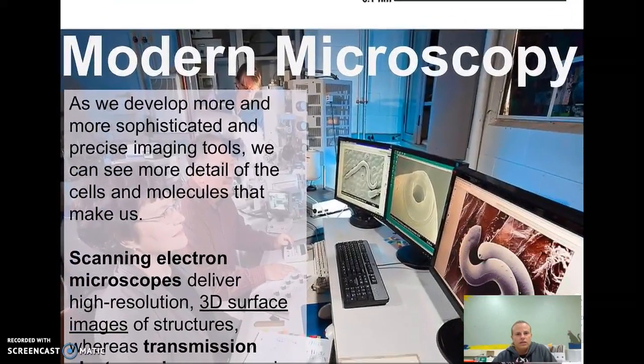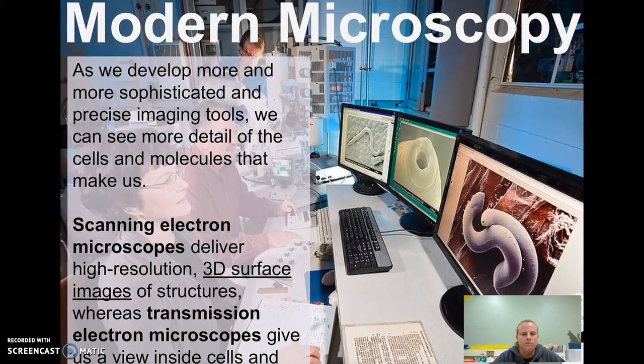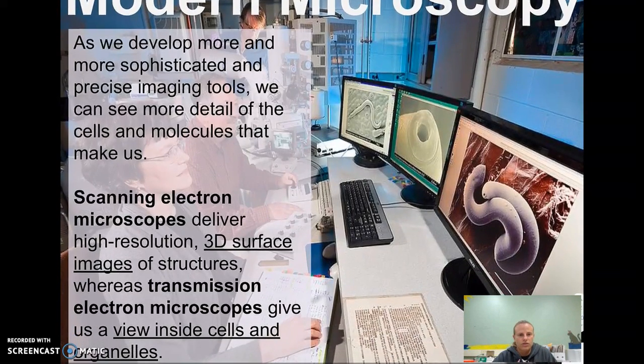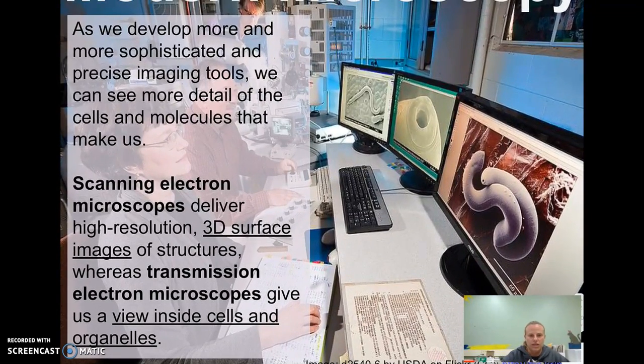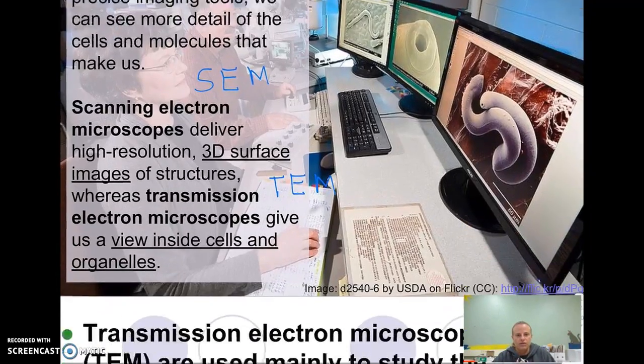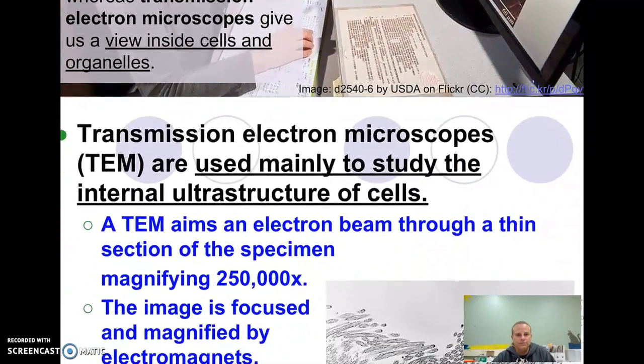So here are our modern microscopes. Two types: we've got the scanning electron microscope and the transmission electron microscope. So you've got the SEM, the scanning electron microscope, and the TEM, the transmission electron microscope. The scanning electron microscope gives us 3D surface images, whereas the transmission electron microscope allows us to view inside the cell and take a look at the organelles.